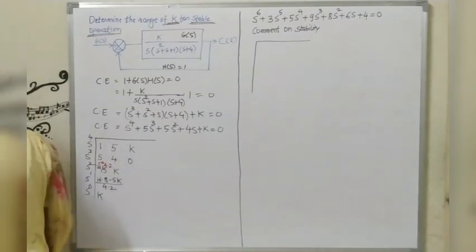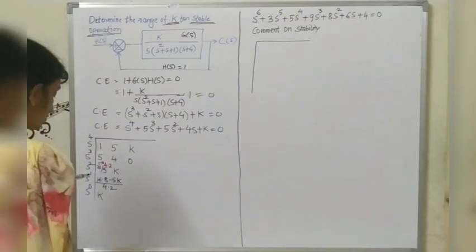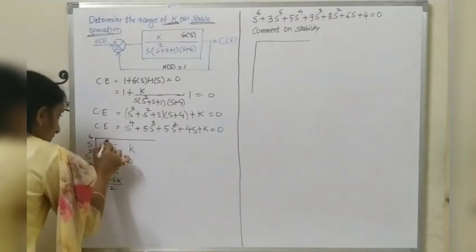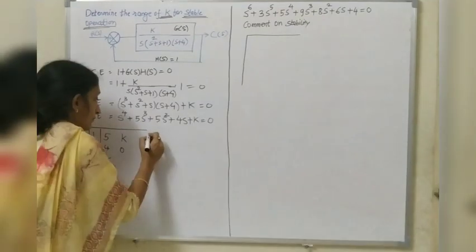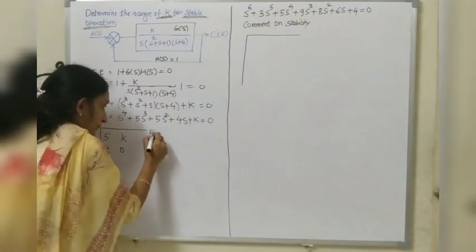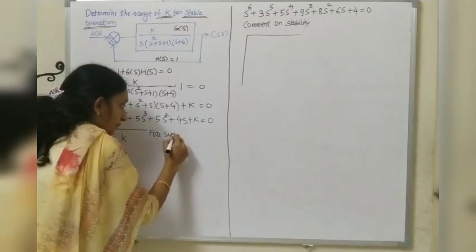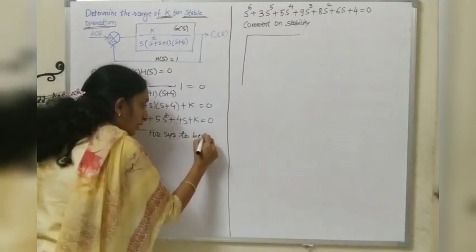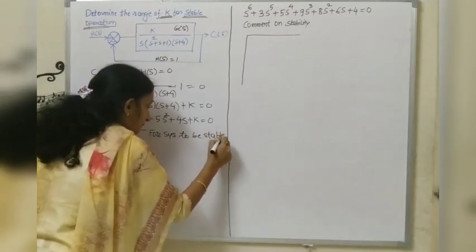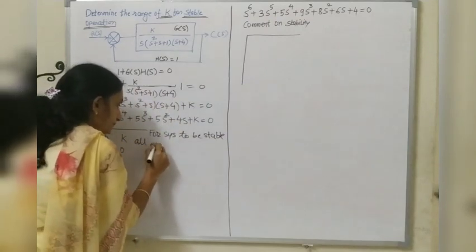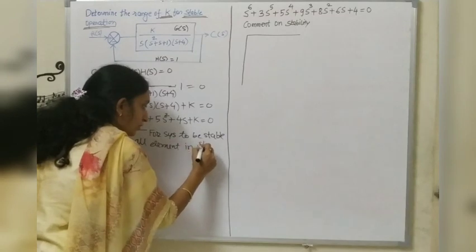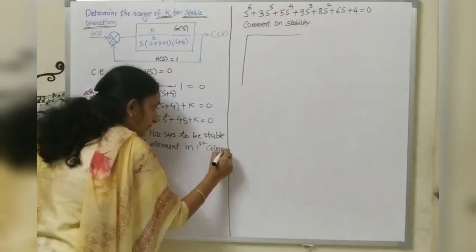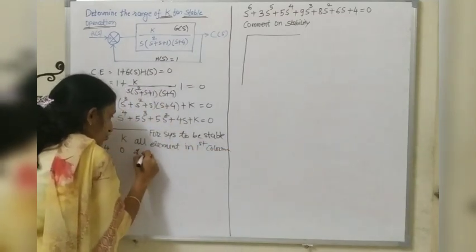Now we need to find the range of k. Consider the first column of the Routh array. For the system to be stable, all elements in the first column of the Routh array should be positive.